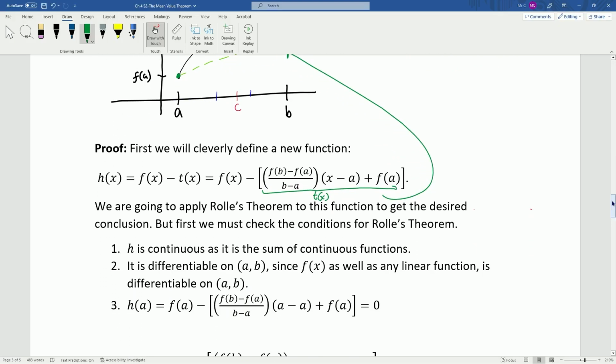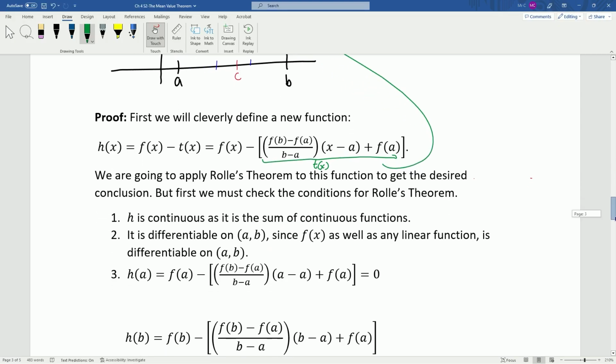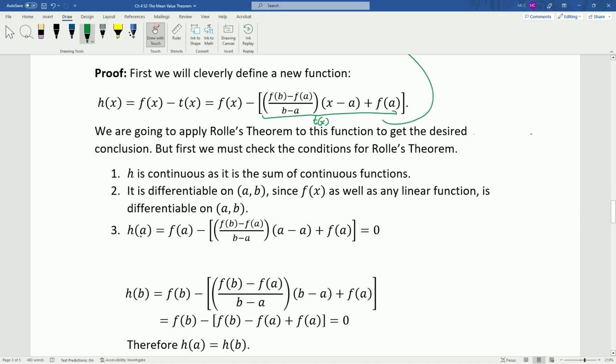Okay, so let's check the conditions for Rolle's theorem. First, h is continuous, because this is just a continuous function minus a continuous function, and sums and differences of continuous functions are continuous. And same, we could say that this is differentiable, since f of x is differentiable and linear functions are differentiable. So it's continuous and it's differentiable. And now let's see what happens at the endpoints for this new function. Plug in a into h, you get f of a minus this. And when you plug in a, you get a minus a is 0. So this thing is going to be 0, and f of a minus f of a is 0.